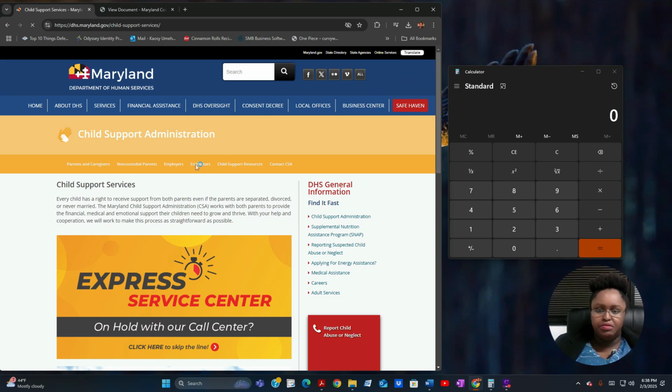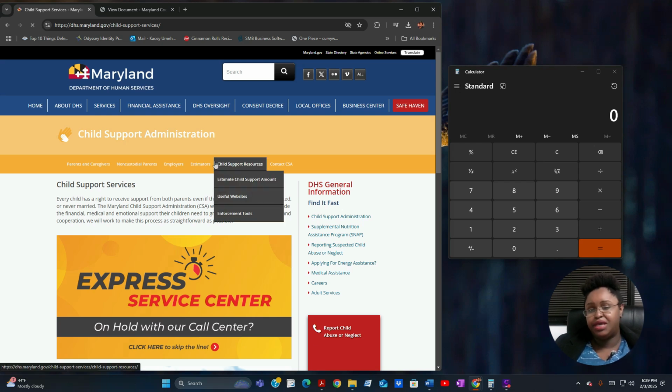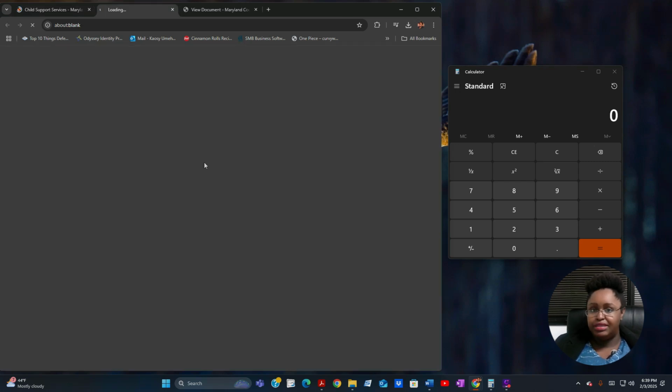Okay, so this is what we're looking for right here. This top line here, and on here it says estimator. We want to estimate how much child support is going to cost you, or how much you can anticipate in getting child support. So we're just going to go here, click on that. Let my very slow computer do its magic. It takes a little while.